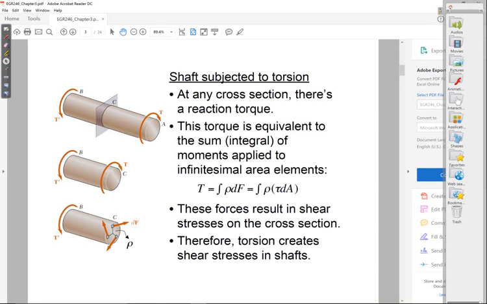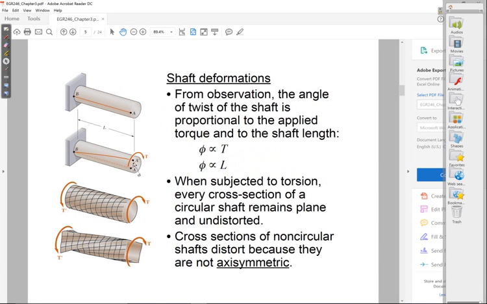Okay. So that has to do with these two images on the bottom here. You can see on the top image, right? This is what happens when you twist on a circular shaft, and on the bottom is what happens when you twist on a rectangular shaft.